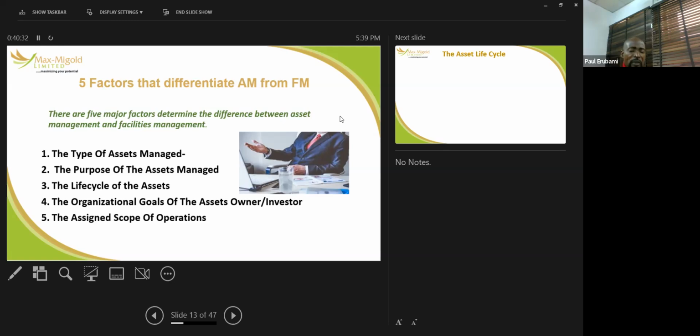The life cycle of the asset also differentiates an asset manager from what? A facility manager. The organizational goal of the asset owner or the investors also differentiates. Then 5, the assigned scope of operation. What is the scope of operation of that asset? Where are they being used? These are all 5 factors that differentiate an asset manager from what? A facility manager.